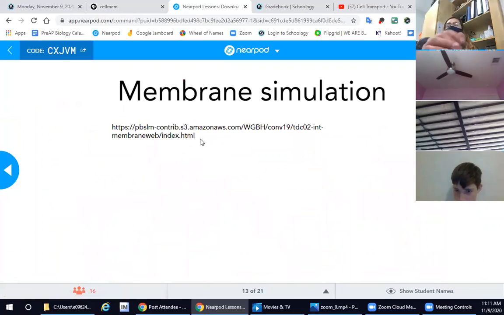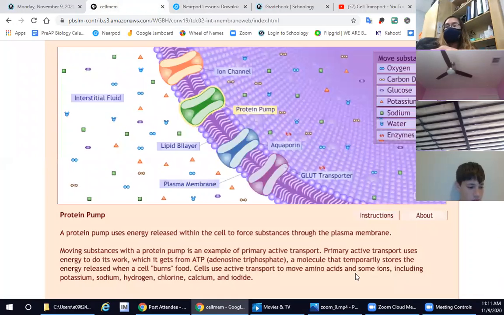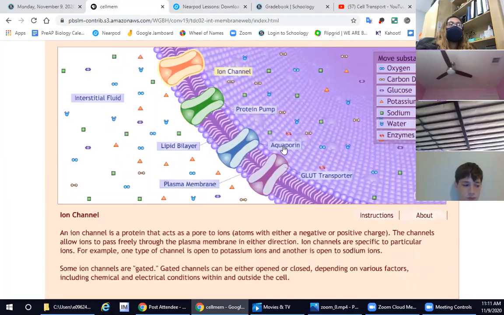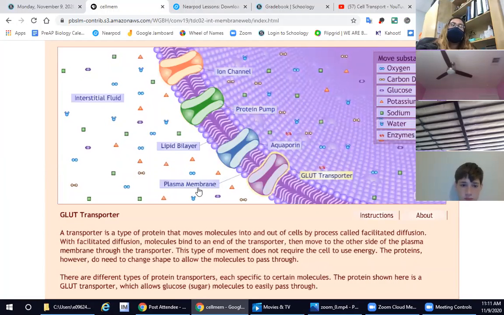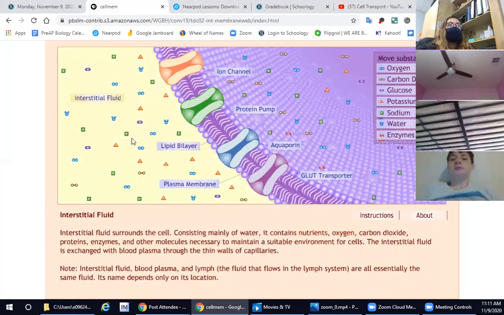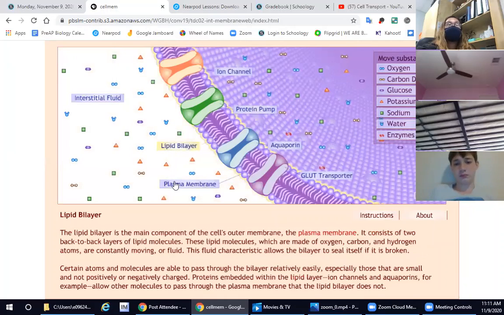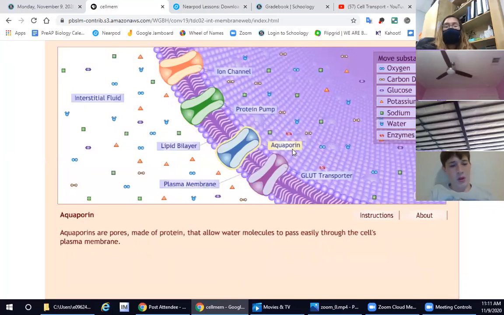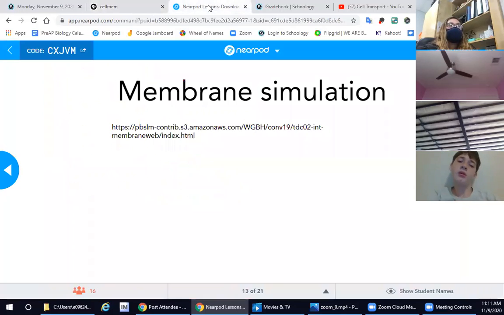All right, so in your notes today on your Schoology page, I left you a link to a membrane simulation. This is what it looks like. And if you click on the words, it's going to tell you the definitions and a little bit about them. This is a great example of the cell membrane, a great tool to study. So I highly encourage you to look at this whenever you have time today, after you're done with the notes, after you're done with the lesson.